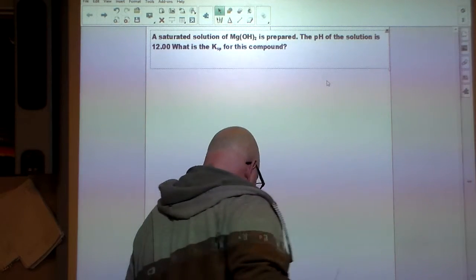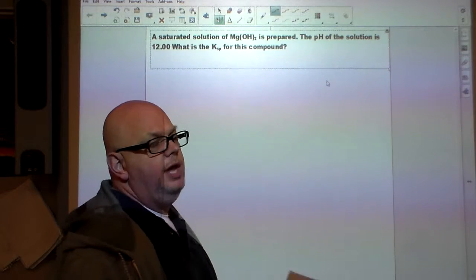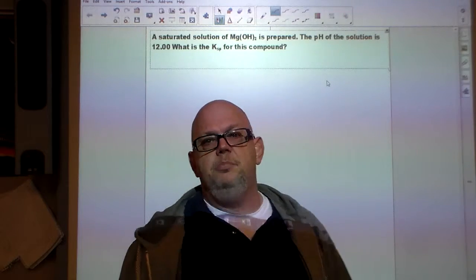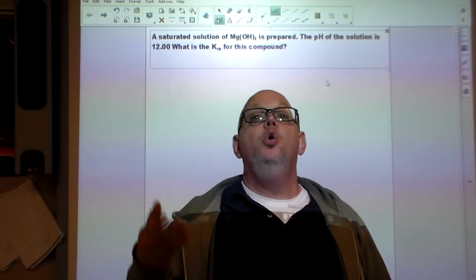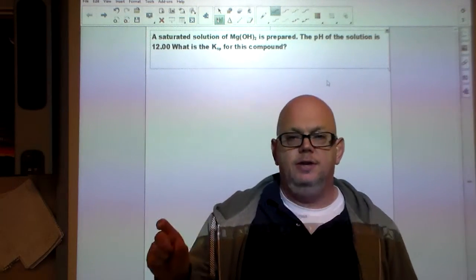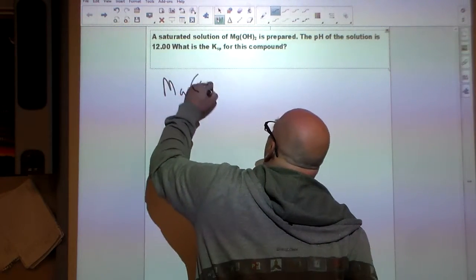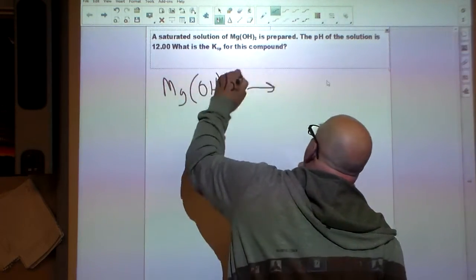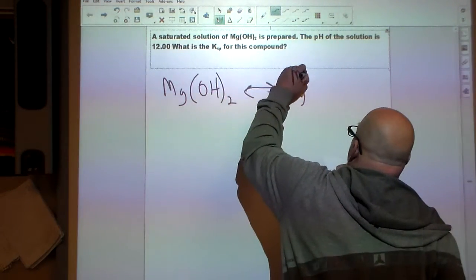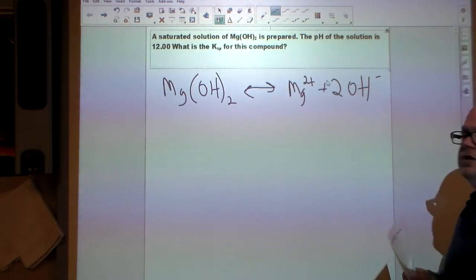Well, the first thing we have to look at is that we're going to be dealing with concentration. Remember, Ksp is the solubility product constant, the equilibrium expression, the concentration of the products over the concentration of the reactants. Now, let's look at the equation. We have Mg(OH)2, and it breaks off, going back and forth, into Mg2+ and 2 OH minus. So that's what it's going to look like.